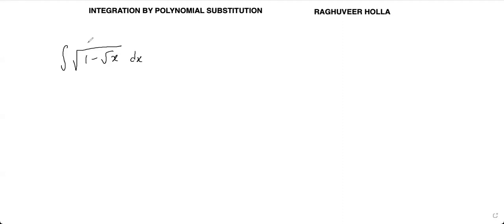Now we shall solve this problem. So square root of 1 minus root x. Let us see what we can substitute here. So we can substitute u as 1 minus root x. Okay, so du will be minus half x to the power of minus half dx, or this is minus 1 by 2 root x dx.